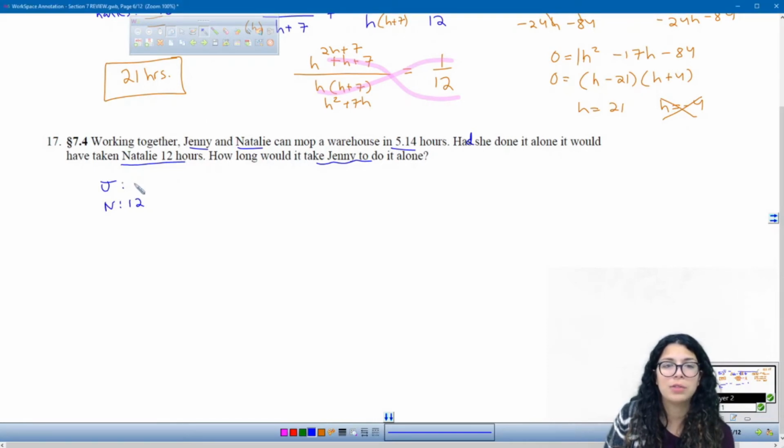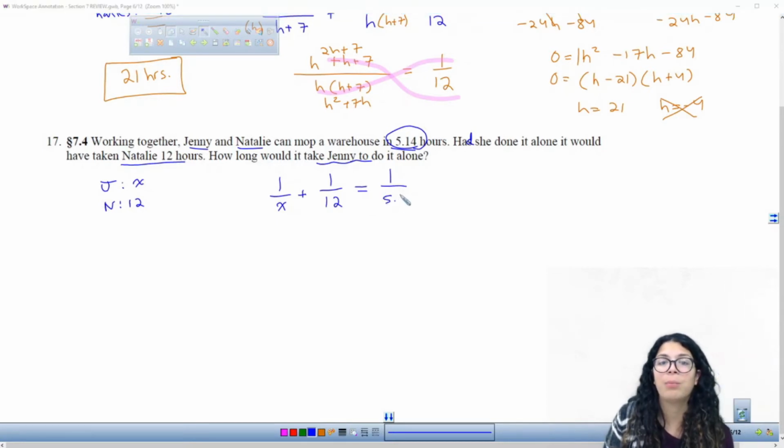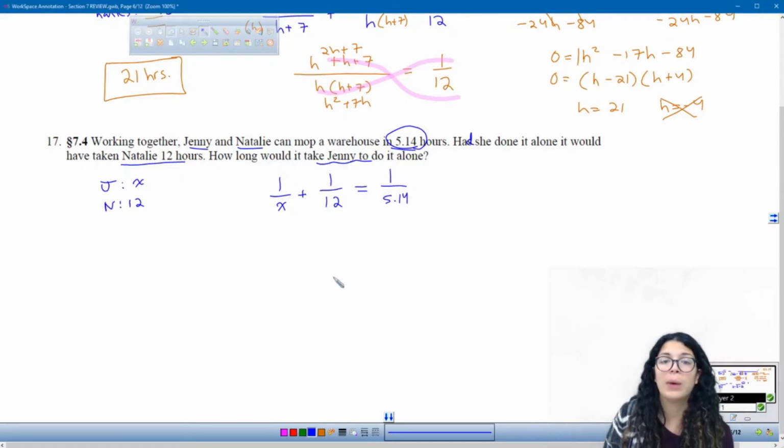Actually, let's just call Jenny's time X. Whatever, it's a different variable. It means the same thing. And then together, they take 5.14 hours. So how much time it takes Jenny per hour will be 1 over X. And on Natalie's time, per hour is 1/12. And together, they get that done in 5.14 hours. So when I solve for X, I will have solved for Jenny's time, which is what we're looking for.